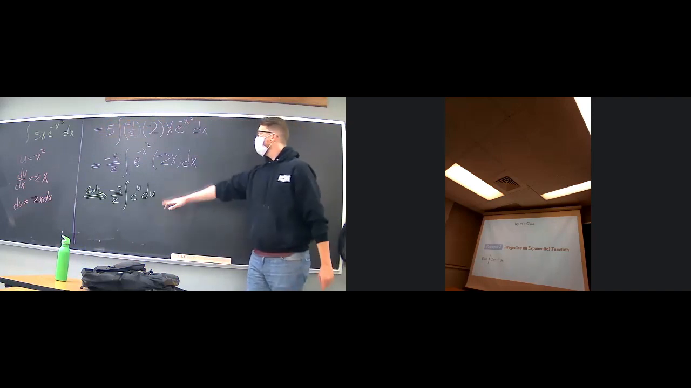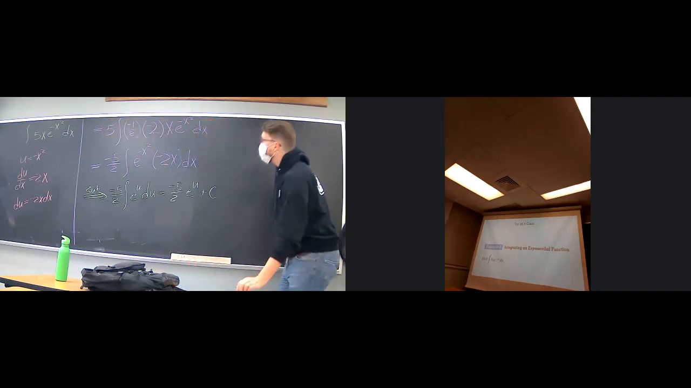So this thing just integrates out to be negative 5 over 2 e to the u plus a constant. So when we substitute back in, now we're going to get negative 5 over 2 e to the negative x squared plus a constant. That's it. That's all she wrote.